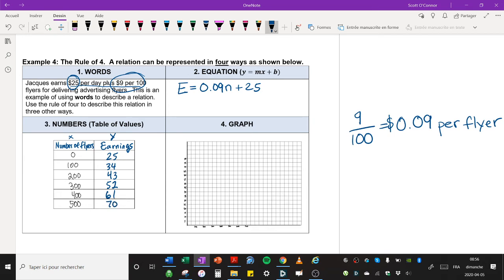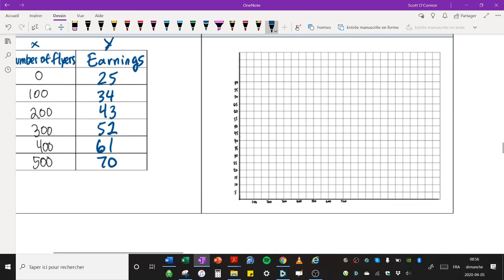All right. And so then now we could graph this relation over here, and we would graph this by getting 0 and 25 is our first point, 100 and 34, and 200 and 43. And you can see it's going to be a little bit not precise, but it's okay. It's really close enough. And then 300 and 52. And then 400 and 61. And then 500 and 70.